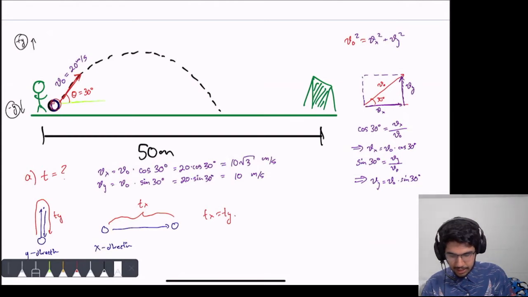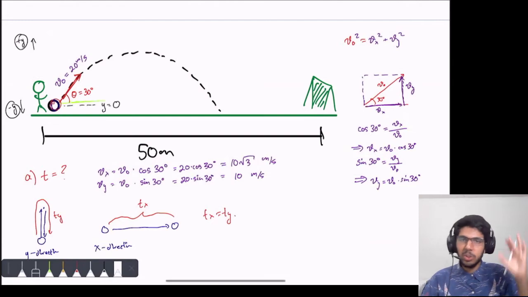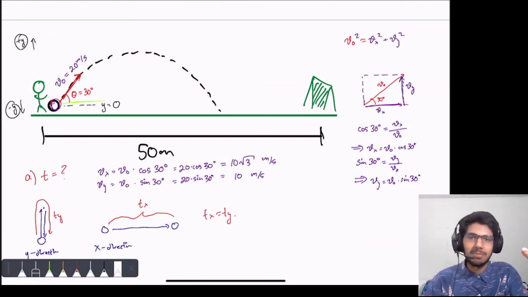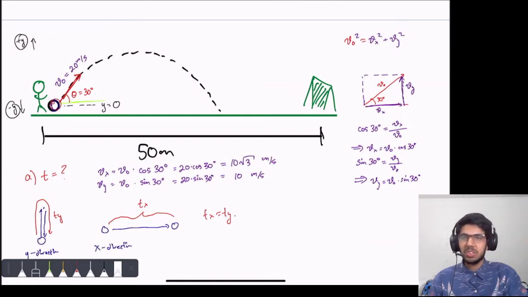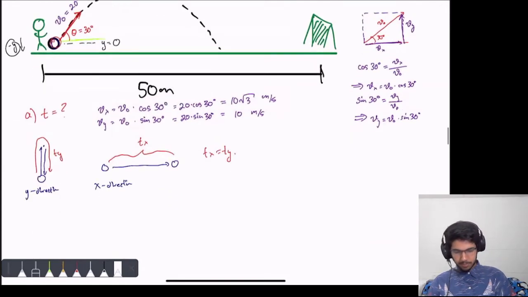And let's just say that the ball starts out at y equals 0. We're just putting a reference point, and we talked a lot about reference points in the last lesson. So we're just saying that the ball starts at this y equals 0, and then it moves to different points, y equals 10, y equals 20. It doesn't really matter. It just starts at y equals 0.